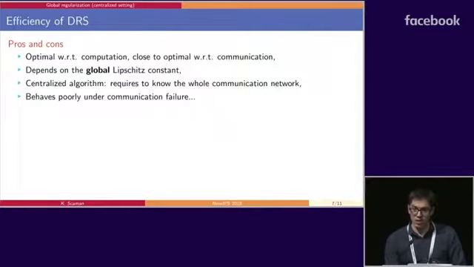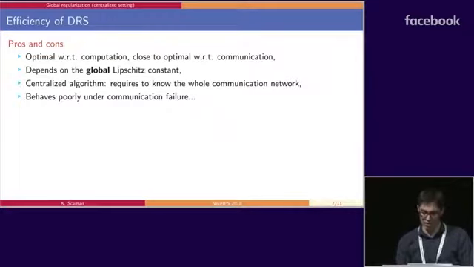I think the strongest point, the most important point of this work, is that this depends on the global Lipschitz constant, which can be much smaller than the local Lipschitz constants of all the local functions, because the global function is an average, so we tend to smooth the function. But unfortunately, it requires knowing the whole communication network, and it's not very robust to communication failures.